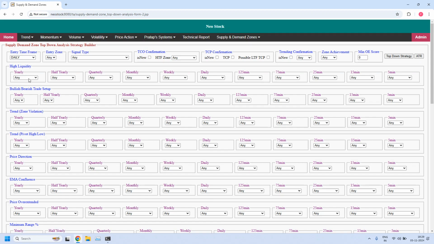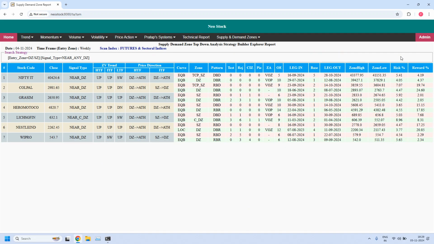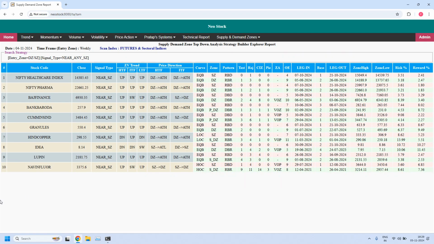Okay, next time frame is weekly. And let us find the stocks near weekly demand zone. 7 stocks are filtered. Next weekly time frame, let's find the stocks near weekly supply zone. 10 stocks are filtered.